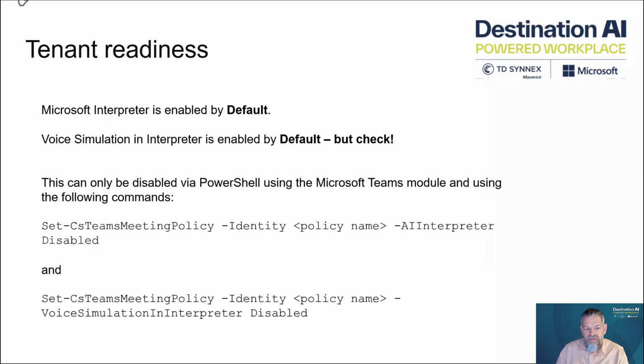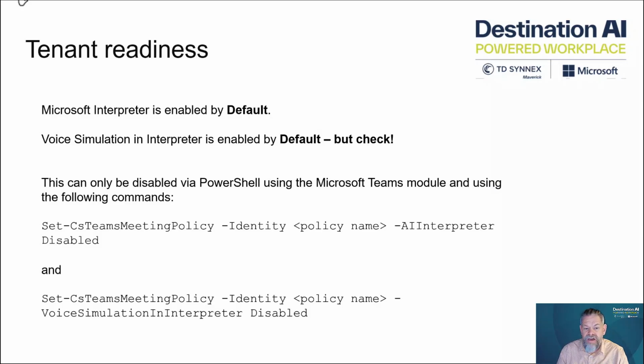What do we need to do around the technical readiness of the tenant? Interpreter should be on by default. However, I have gone to customers and seen that it's not enabled by default. So we do that through the Teams PowerShell component. Within that, we set the Teams meeting policy, give it the identity name, so it could be global, and then AI interpreter, and we either set it to enabled or disabled.